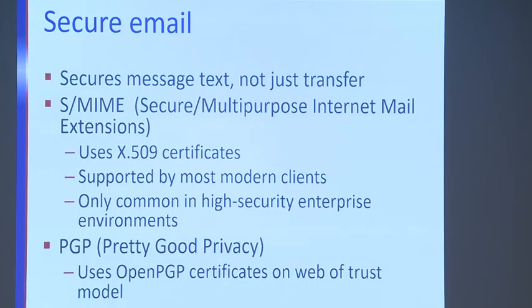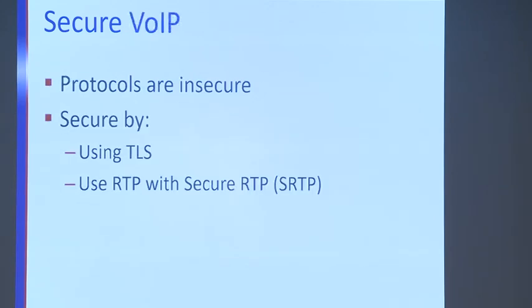I can secure my emails. We want to secure not just the message text, but any transfer of data as well. So there's secure MIME. MIME is the Multipurpose Internet Mail Extensions. They added in secure MIME, which adds that X.509 certificate. Most of your modern email protocols will use this. Gmail uses it, Earthlink uses it, Hotmail uses it. PGP uses what is known as the OpenPGP certificate on the Web of Trust model. There are both commercial and free versions available to you, so both of these are good choices to use.